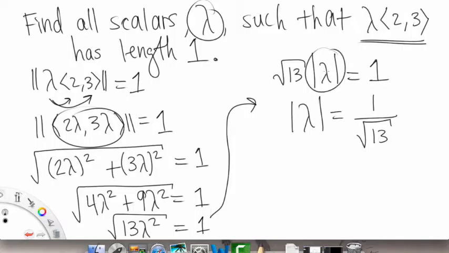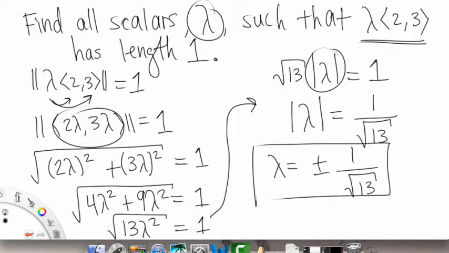We just solved for this here. We divide by square root of 13 on both sides and we get this. But here's where we get multiple values for lambda, for our scalar, because the absolute value basically means that we can have plus or minus 1 over square root of 13. That's basically it, we found our value for lambda, and now on the next slide I'm just going to check to make sure that this allows our overall vector to be a unit vector.